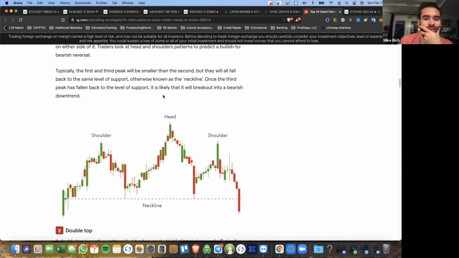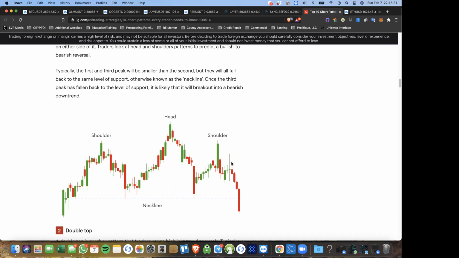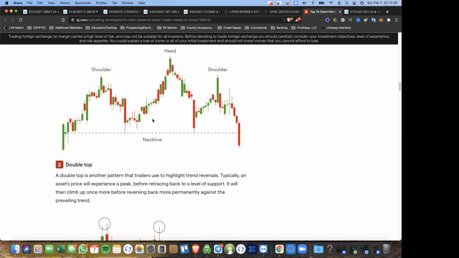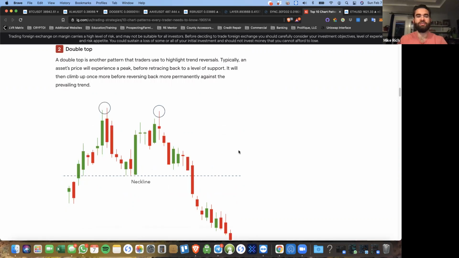Typically, the third peak will be smaller than the second, but they will all fall back to the same level of support, otherwise known as the neckline. Just like the opposite one, you know when this is upside down and it looks like a bull? That's a bullish one. You find the neckline as well. No, this is the bearish one. No, when it's reversed, when it's inverted, when it's upside down. Yep, inverse.